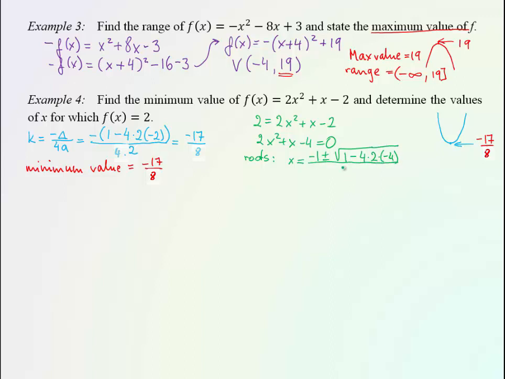Everything over 2a, which is 4 as well. So this simplifies to -1 plus or minus square root, and under the root we have 1 plus 32, so it's 33. Everything over 4. Okay, so those are the x values that will satisfy the equation f of x equals 2.